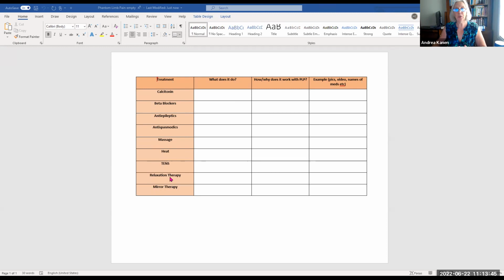So what I want you to do, we're going to break up into 2, 4, 6, 8, 9 groups. Group one takes the first drug here. Group two takes the second. Group three takes the third. Just go right on down the line. And what I want you to do is complete this form. What does that drug do? And how does that possibly help with phantom limb pain? And then you can do some examples over here, some pictures, some different things just to make it interesting. And then we'll come back and you can share what you found out with everybody else.